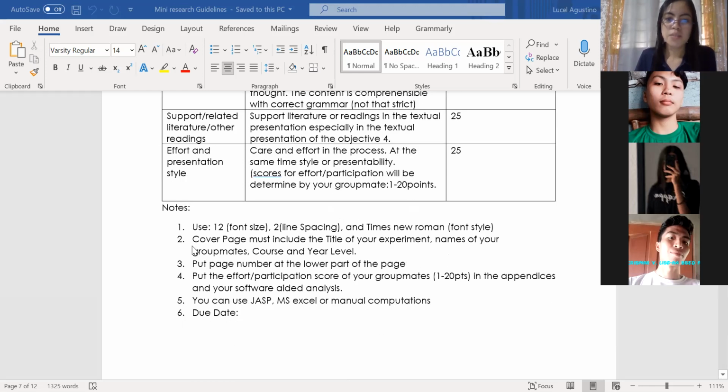And then this one is use 12 font size, 2-line spacing, and Times New Roman. So ang basic or usually ang ginagamit sa research is Times New Roman. So let's stick to that na lang. And cover page, mas hambal ko na ang inyong title and then groupmates. And then don't forget to put the page number and also participation score in the appendices, and you can use Excel. Kung expert ka mo sa Excel, no problem. Basta makita ko lang ang ginapangita ko sa presentation.